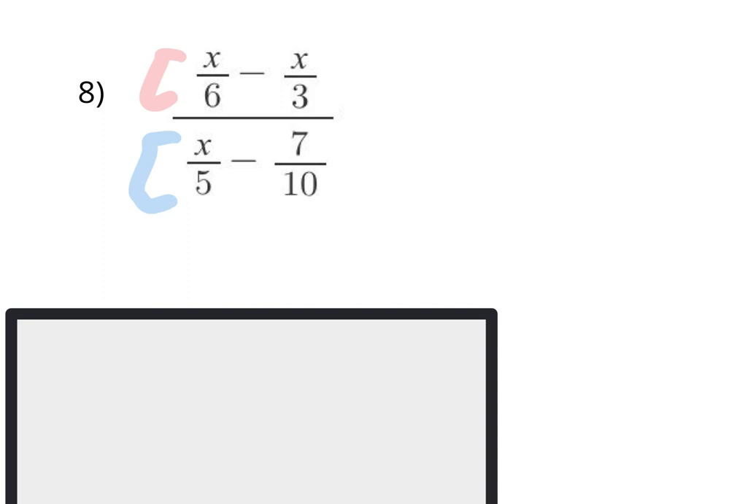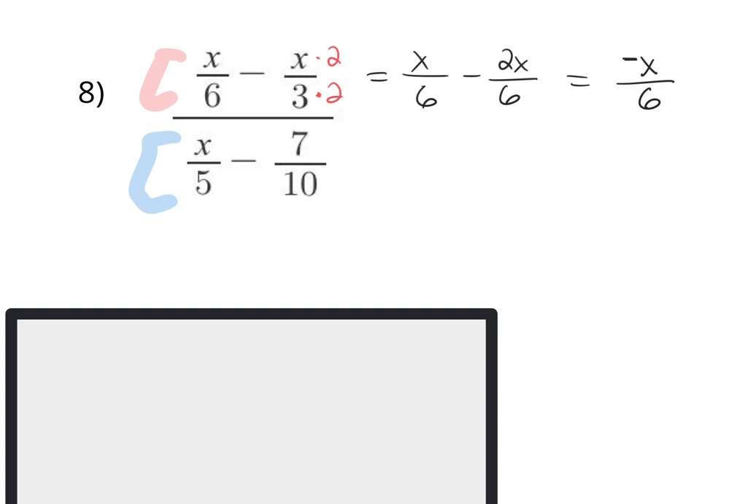How can we make these the same? 6 and 3, yes, times 2. Awesome. Okay, so we have x over 6 minus 2x over 6. Good. What's x minus 2x? Negative x over 6. So that's my new numerator. I can't just drag over my denominator. I've got to rework it also.